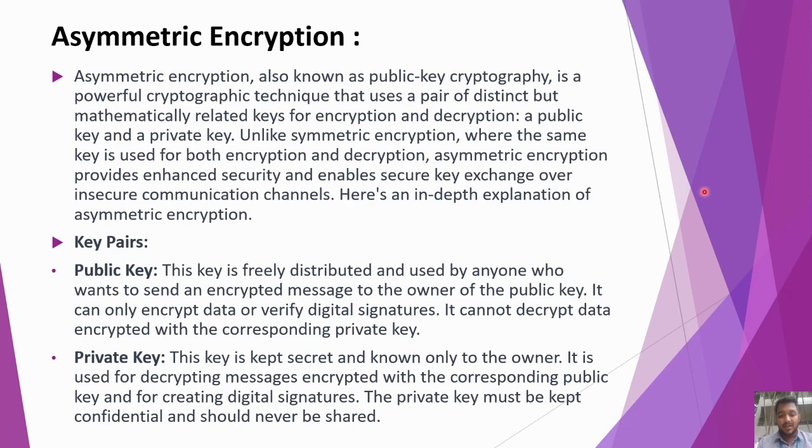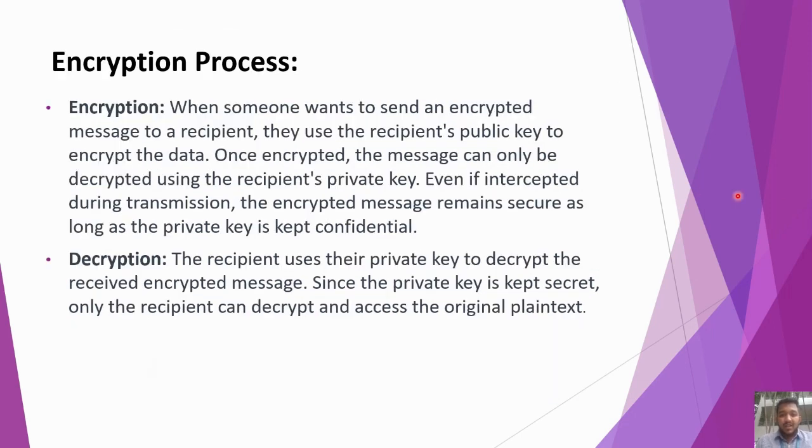Encryption process: encryption and decryption. Encryption: when someone wants to send an encrypted message to a recipient, they use the recipient's public key to encrypt the data. Once encrypted, the message can only be decrypted using the recipient's private key. Even if intercepted during transmission, the encrypted message remains secure as long as the private key is kept confidential. Decryption: the recipient uses the private key to decrypt the received encrypted messages. Since the private key is kept secret, only the recipient can decrypt and access the original plaintext.